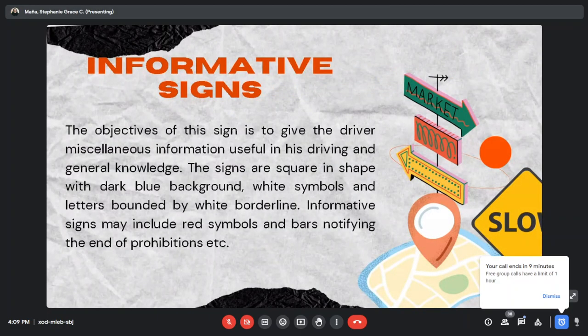Informative signs. The objective of these signs is to give the driver miscellaneous information useful in his driving and general knowledge. The signs are square in shape with dark blue background, white symbols and letters bounded by white borderline. Informative signs may include red symbols and bars notifying the end of prohibitions, etc. Next slide po.